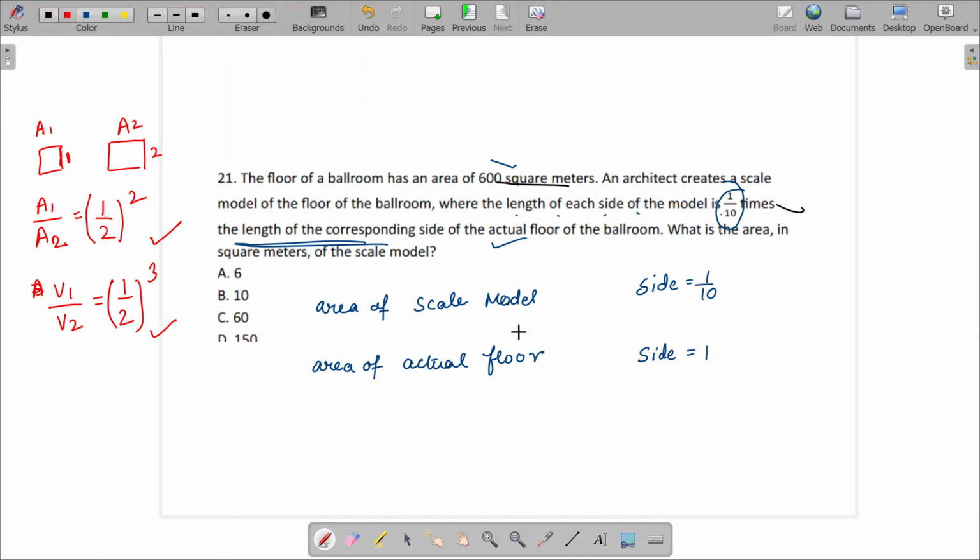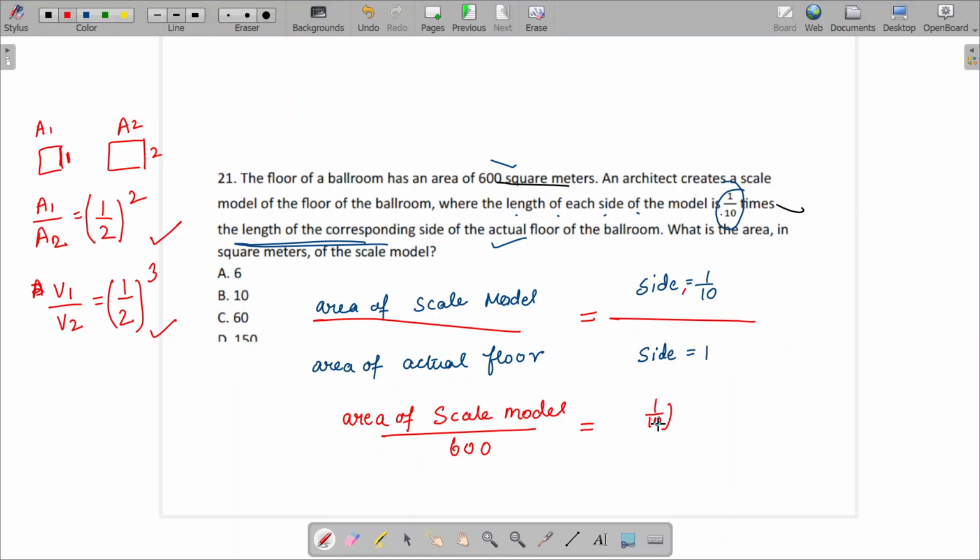Okay, so let's do it. I just have to divide them. I'm dividing the length of each side of both the models, the scale model and the actual floor, and their areas. Now I know that the area of the scale model is not given, so I have to find it. But the area of the actual floor is already given, which is 600. So I'll write 600. But here I have to do (1/10) squared over 1 squared. So it's going to be 1 over 100 over 1.